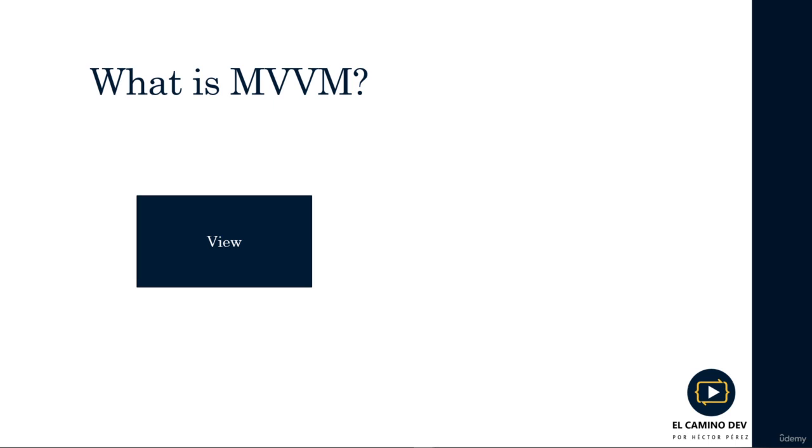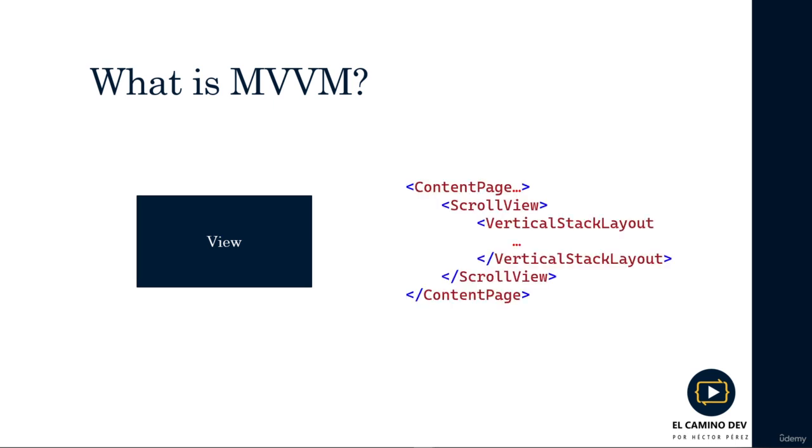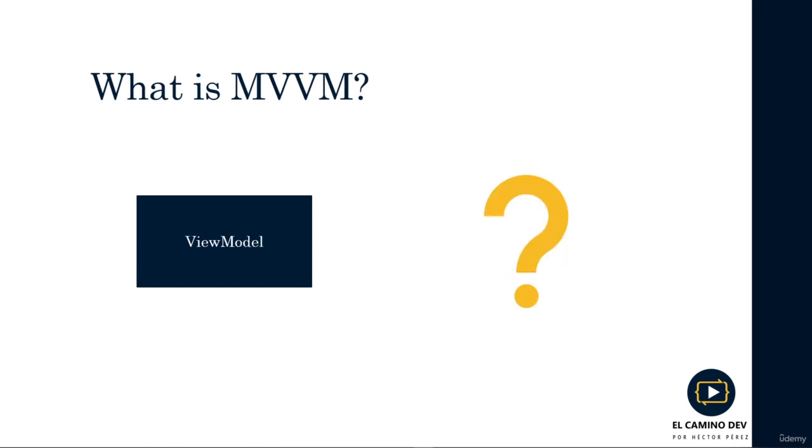The second letter in MVVM refers to views. We have already studied extensively how we can create graphical interfaces as part of a .NET MAUI application. We have used XAML code, where we specify pages, layouts, and controls to define the different views of the application.